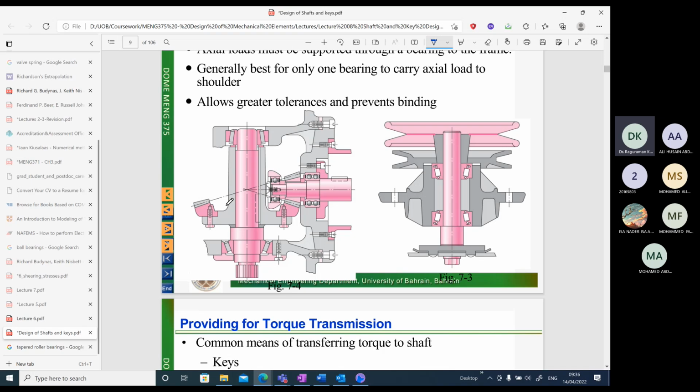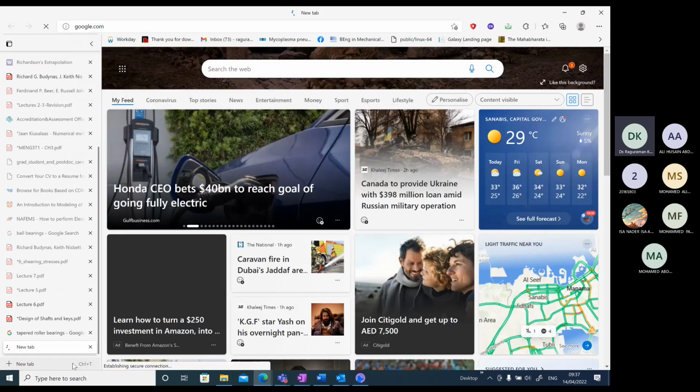You can also see a hub here. On this hub, you have a gear which is mounted. These are bevel gears. Bevel gears are usually used to transmit rotary motion between two perpendicular shafts. So again, there are various types of gears.